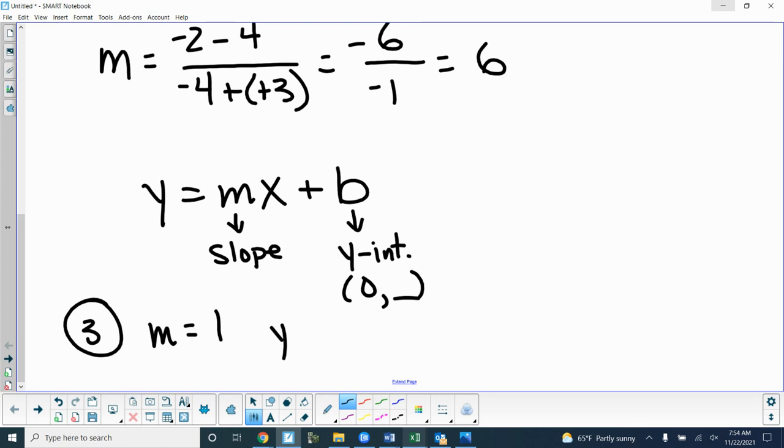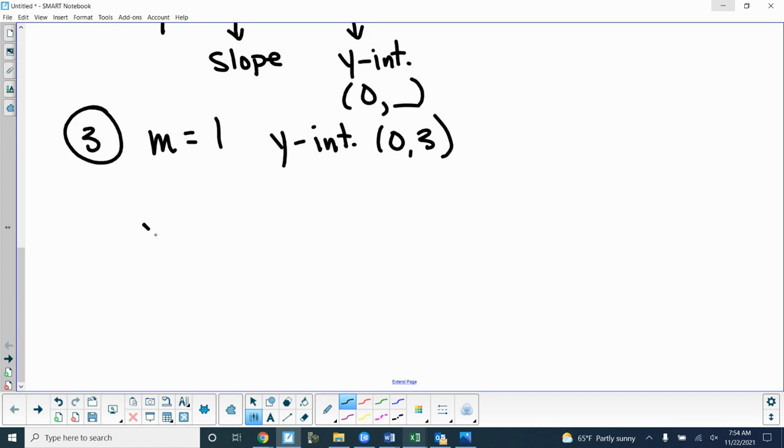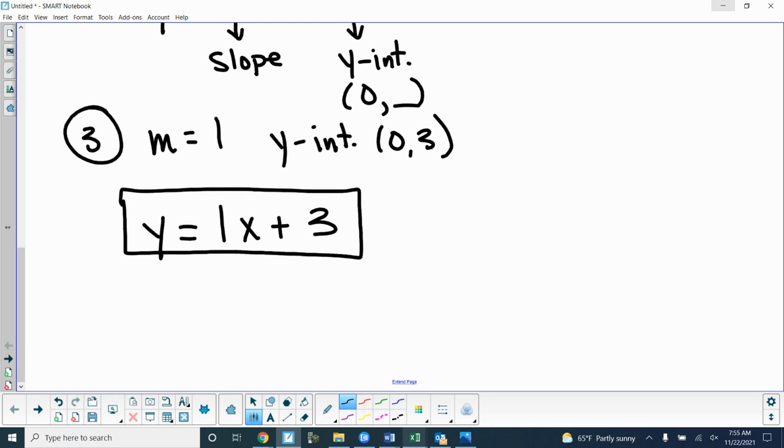Well, number 3, I give you the slope and the y-intercept. So just substitute in. y equals m1x plus b3. You don't have to do any work. Just plug in 1 for m and 3 for b. That's it. So that's like a gimme, right? You shouldn't miss that one.